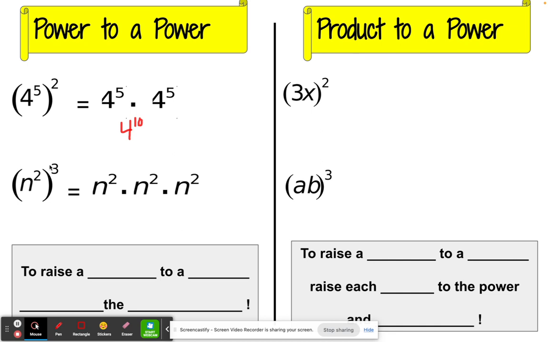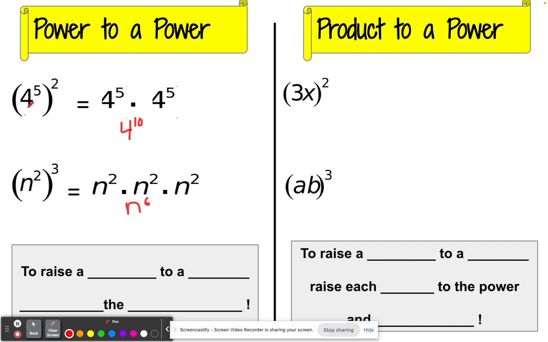n to the 2nd power raised to the 3rd power means n to the 2nd power times n to the 2nd power times n to the 2nd power. Again, using our multiplication of exponents with the same base, we would add our exponents. So 2 plus 2 plus 2 would be n to the 6th power.